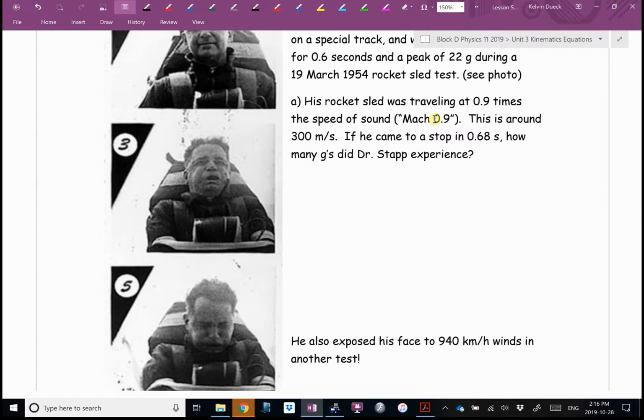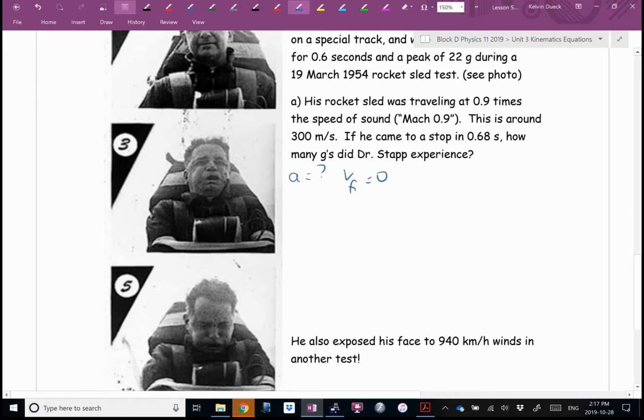Kai, what's this question asking me to find? How do I do that? First of all, I will ask you to find G's. I find acceleration first. So everybody go A equals question mark. What's that 300? Yeah, I got that. What is that 300? I disagree. I don't think it's V final. I know what V final is. Connor, what's V final? Look up. What's V final?